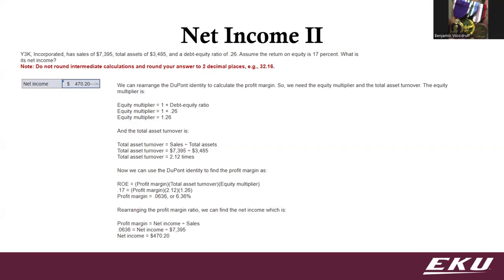Okay. Here's another net income problem. This one seems a bit more robust, but we're doing the combination of the last two problems. We're going to use the DuPont formula to suss out what we need, and then using profit margin and the known sales, we can then get our net income.